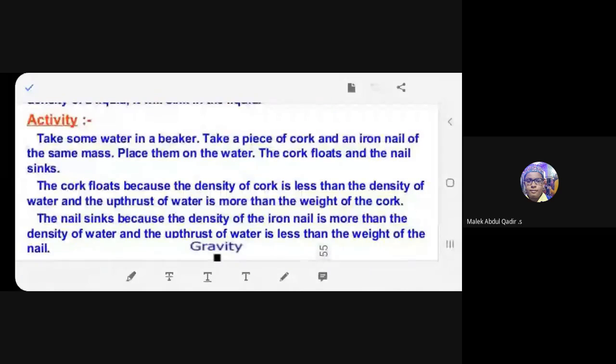Because the density of the cork is less than the density of water, right? So what is the water doing? Water is giving a buoyant force to the cork. So the push from under the cork makes the cork afloat. Whereas in the case of the nail, the density of the iron nail is more than the density of water. So the upward force, that is the buoyant force, the thrust, is less than the weight of the nail. So what happens? The nail starts sinking to the bottom of the glass. Hope you have understood this activity.